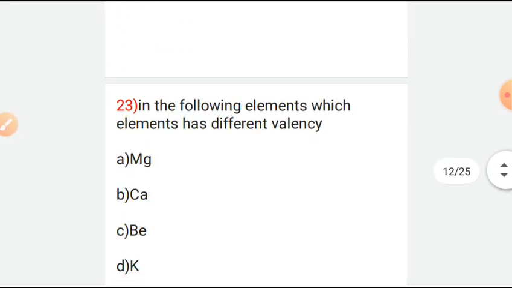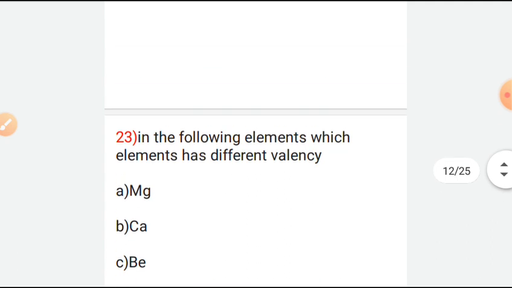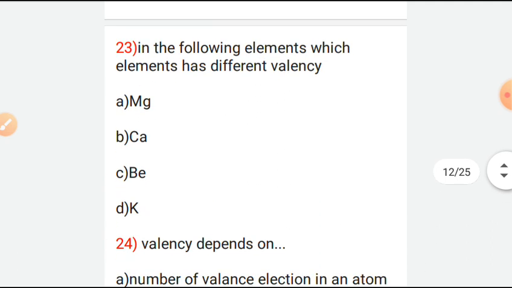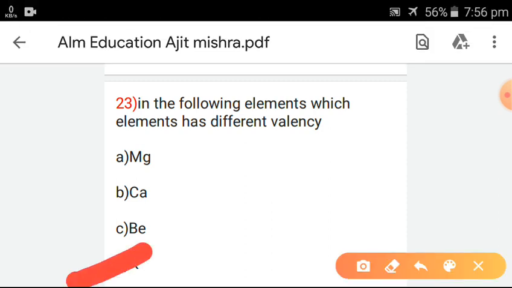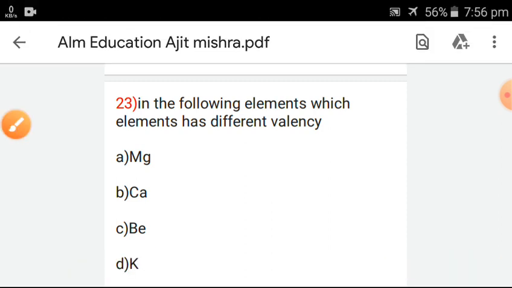Next question, in the following elements, which element has a different valency? Option A, magnesium, B, calcium, C, beryllium, D, potassium. Choose the correct answer. Magnesium, calcium and beryllium all have valency 2. So the different valency belongs to potassium, because potassium has valency 1. So the correct answer will be option D.